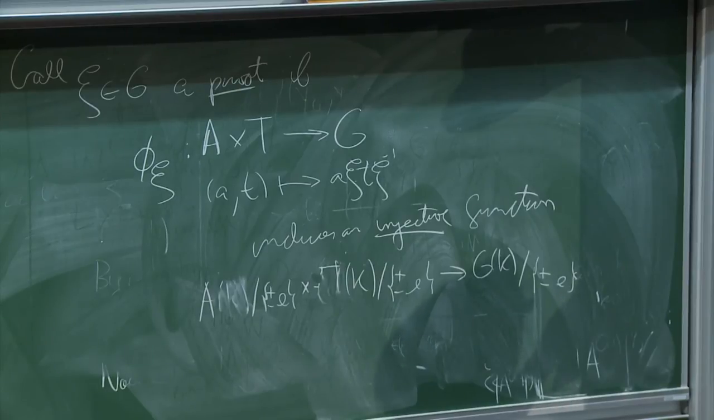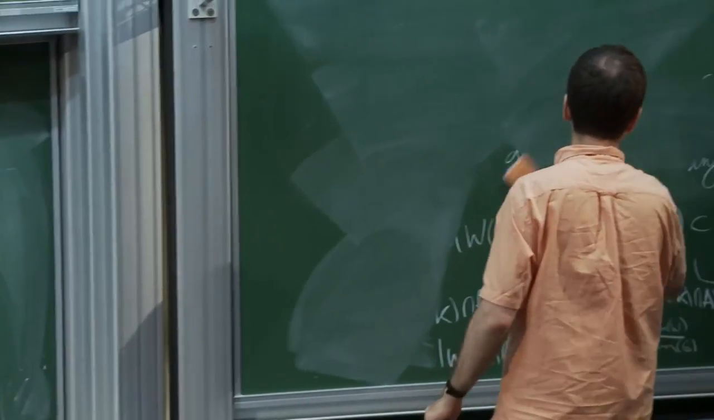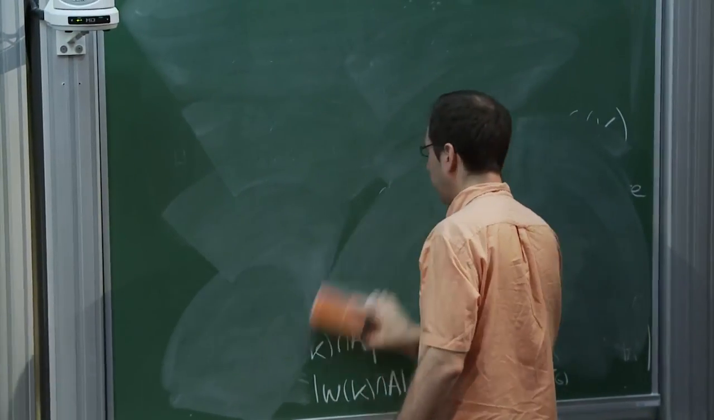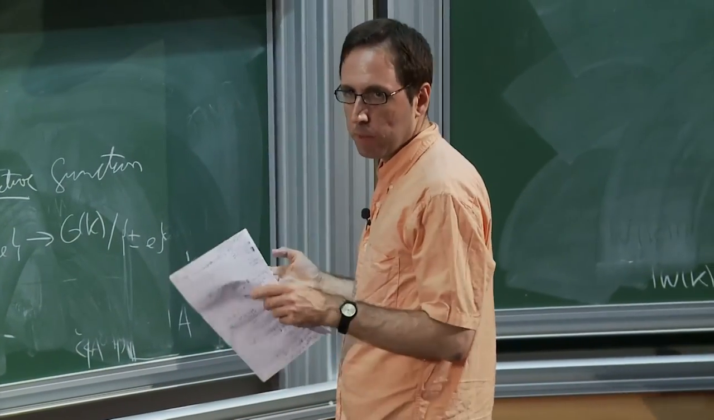All right. So there are three cases. The first case is the case when we get really lucky, like last time in case A, and we do have a pivot in A.